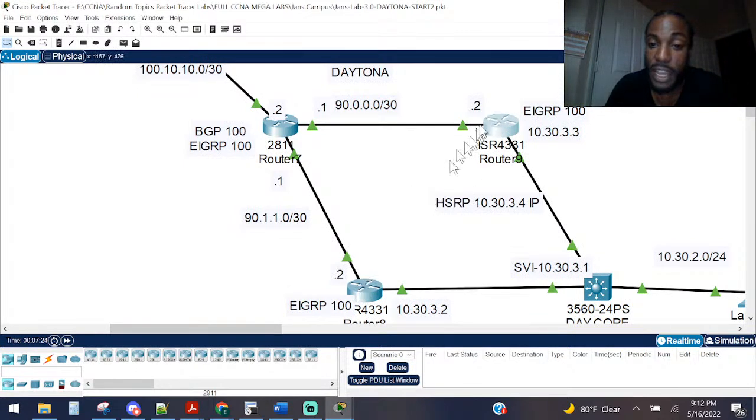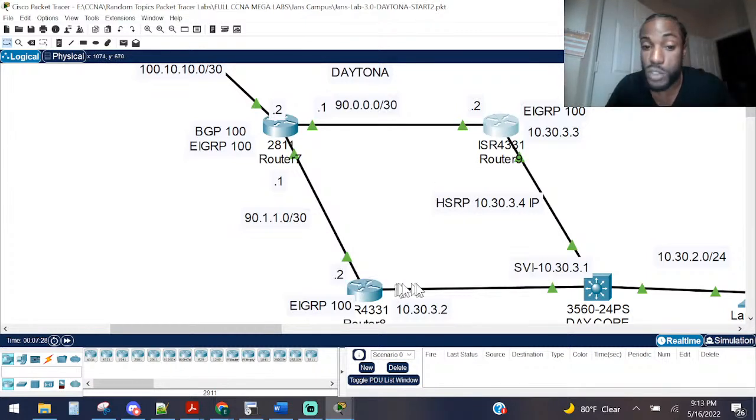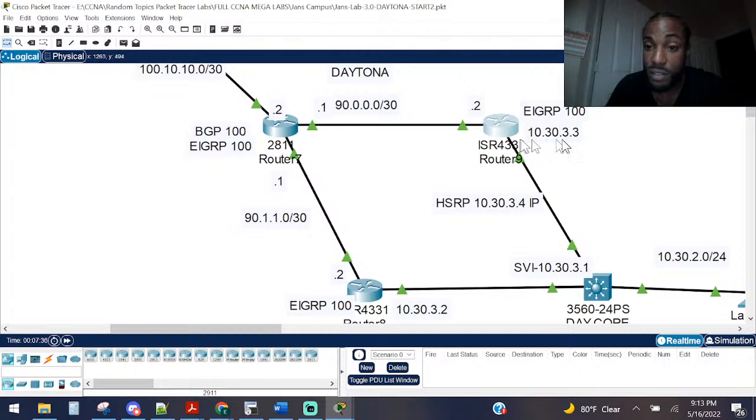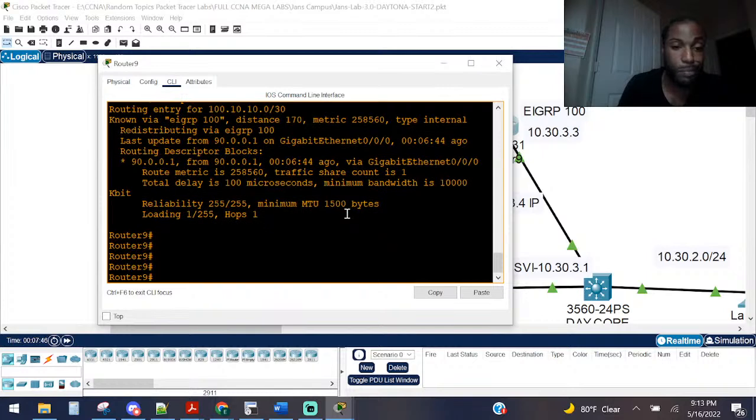But this is router 8, this is router 9. He said go ahead and configure HSRP between them on the core-facing interfaces. Where's the core? The Daytona core is right over here. So he wants these interfaces right here participating in HSRP. These are the physical interfaces. I think we already configured the interfaces, but those are going to be the interfaces we configure HSRP on. Y'all know what that is, right? We covered that maybe 2 or 3 weeks ago.